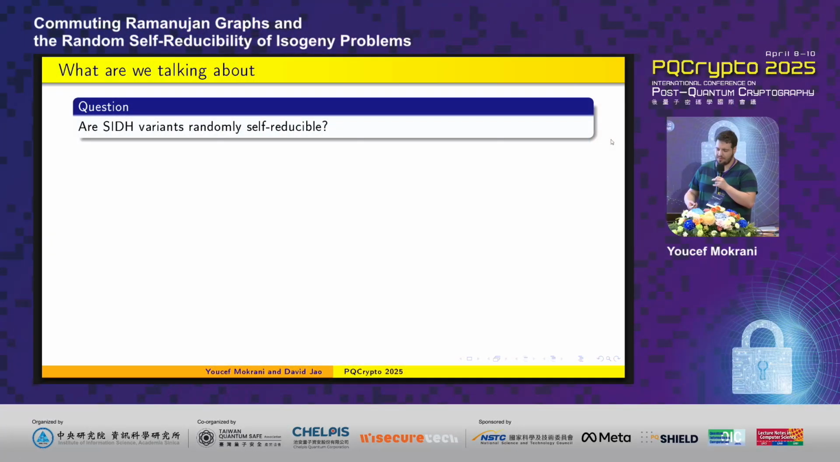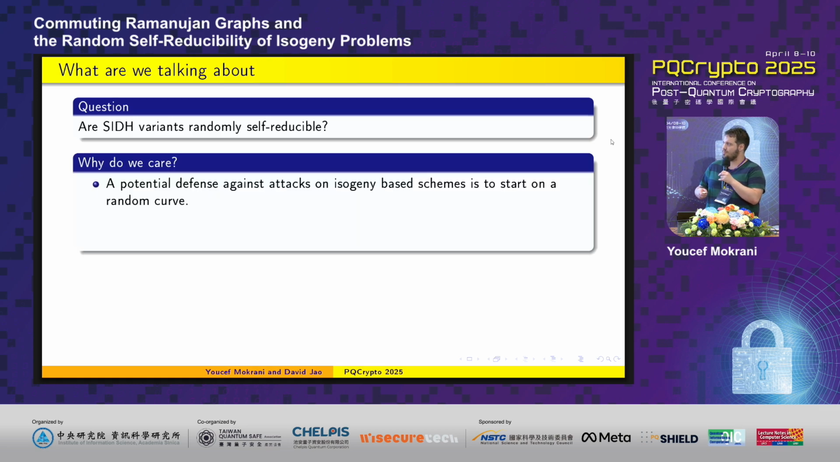So the question in our paper is relatively simple. Are SIDH problems, SIDH variants, randomly self-reducible? In other words, if you're able to solve the average case, are you also able to solve every single case? The reason we care about random self-reducibility is that a lot of those SIDH variants, including the original SIDH, usually had first attacks on them that make use of the endomorphism ring of the starting curve. And a natural way to defend against those attacks is to start with a random starting curve. But that implicitly implies that your problem is randomly self-reducible.